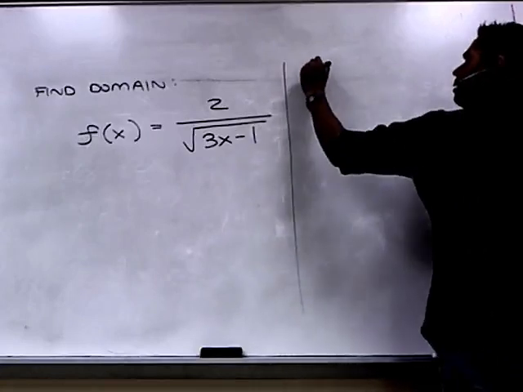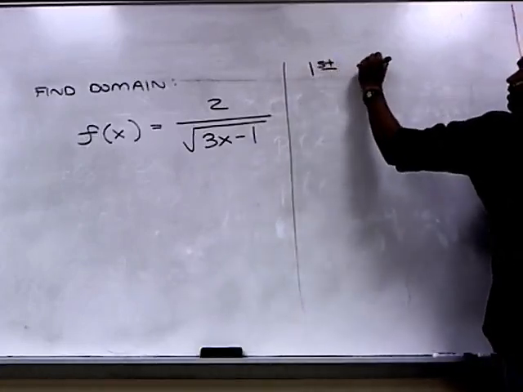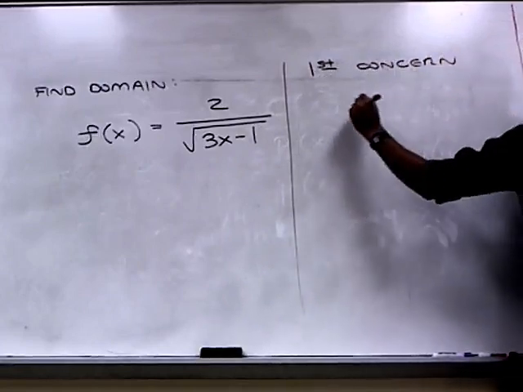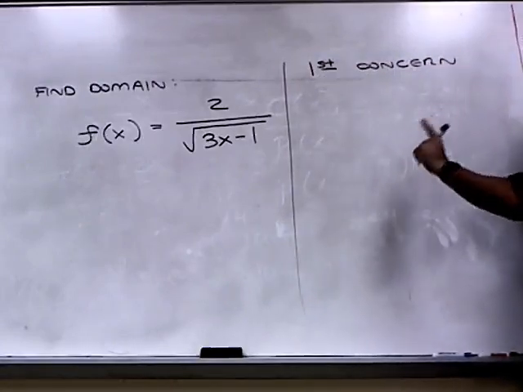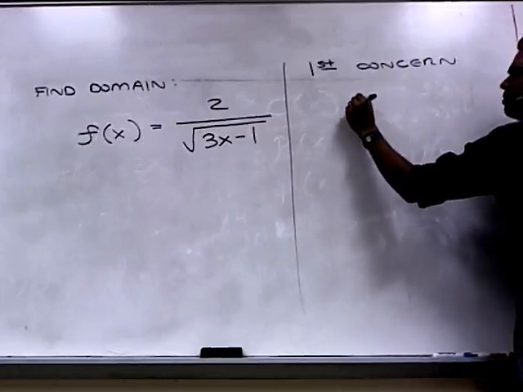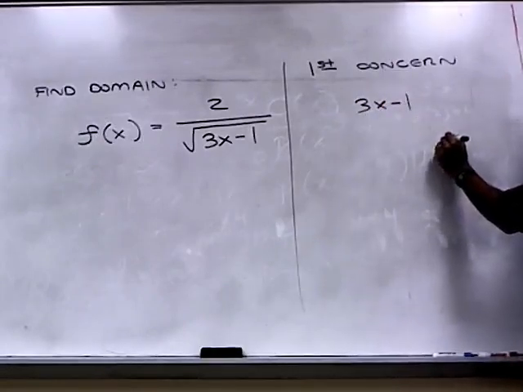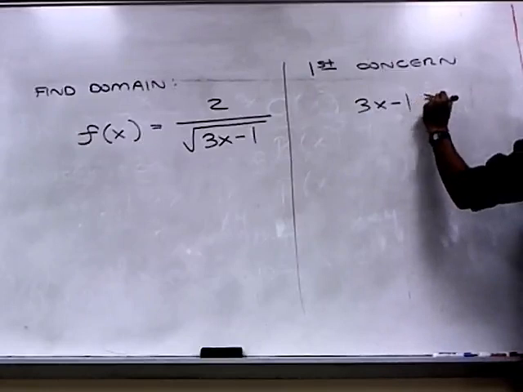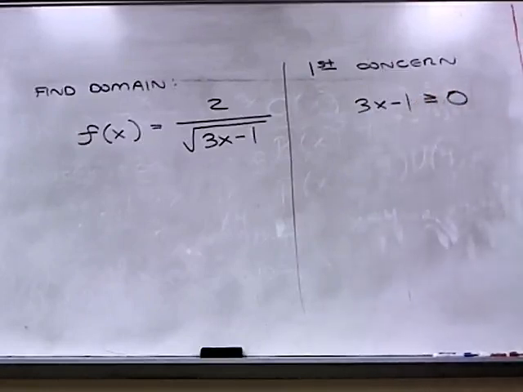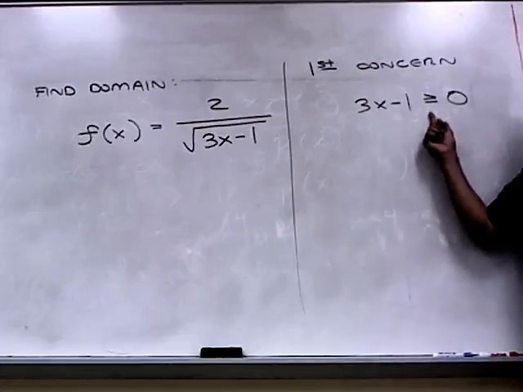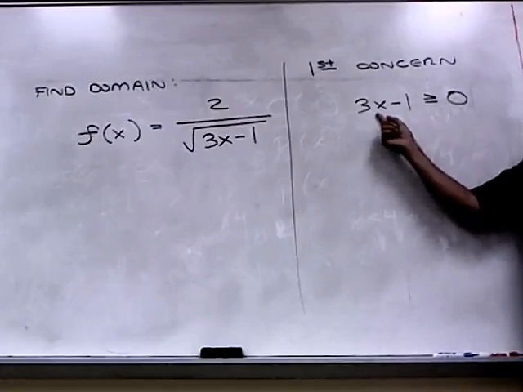First issue, first concern, is that I can't have a negative under the root, right? That means what's under the root? What's under the root? 3x minus 1, right? That cannot be negative, which means it must be greater than or equal to 0. Do you all agree with that? This is called a linear inequality. And to solve a linear inequality, all you have to do is isolate x.